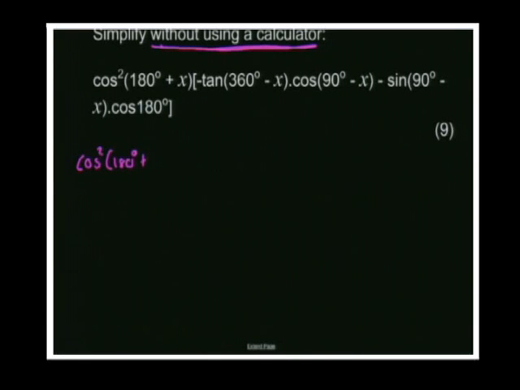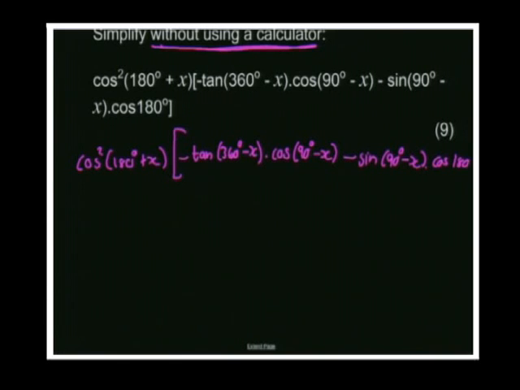180 plus x. Very important to have your brackets right here. Don't leave any brackets out because it will make a difference to the answer. Minus sine 90 minus x and cos 180. Okay, and your square bracket in.